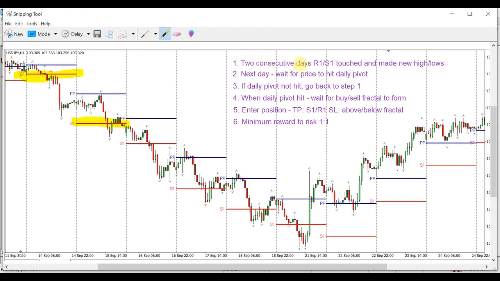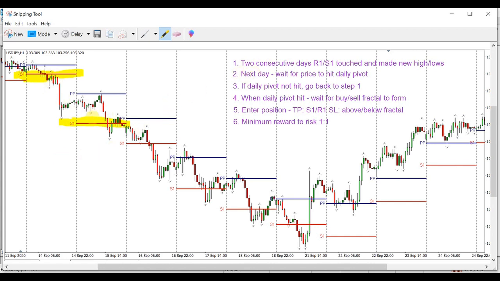So we've had 2 consecutive days that R1, or in this case S1, has been touched. As you can see there, 1, 2, and new highs and lows. So you can see that this S1 over here on the second day is lower than the S1 of the day before. So that ticks that box there of 2 consecutive days where S1 has been hit and the S1 has made new lows effectively.